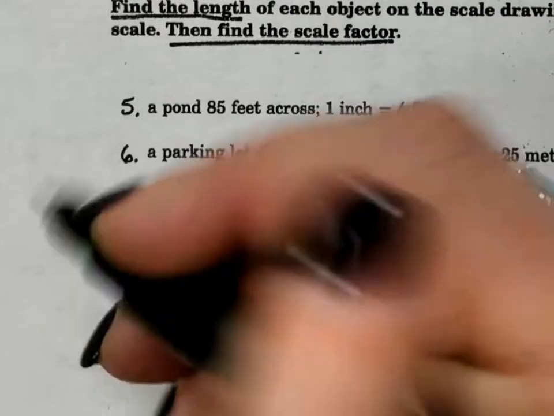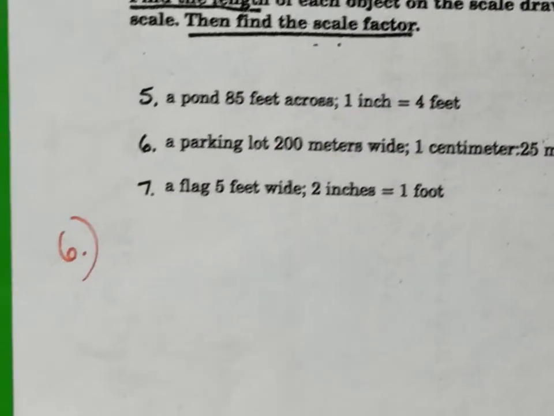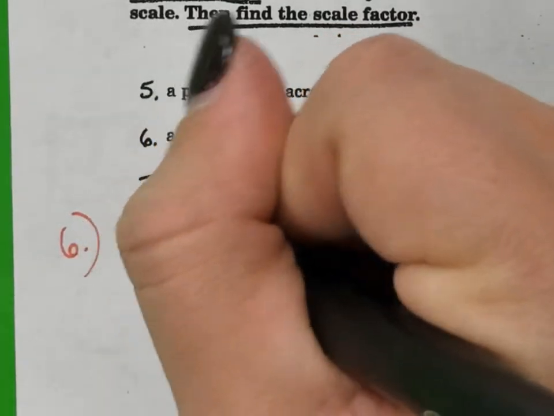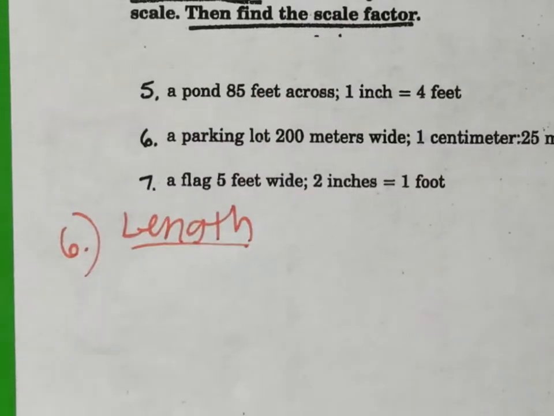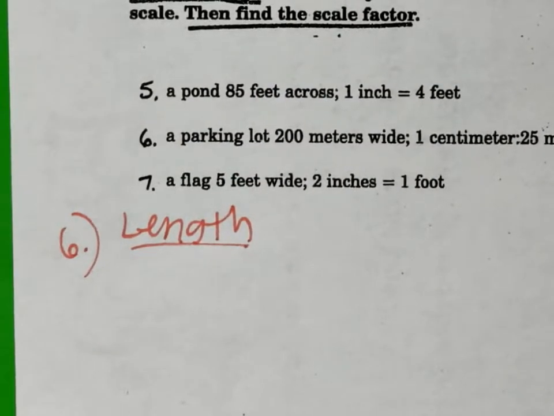So let's look at number 6. So the first thing I want to do is find the length. So how do I do that? What do I have to set up first? A ratio, which is equal to another ratio, which is called a what? A proportion.